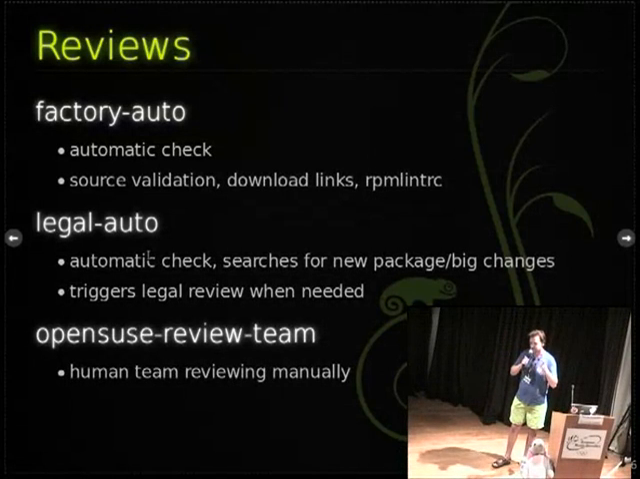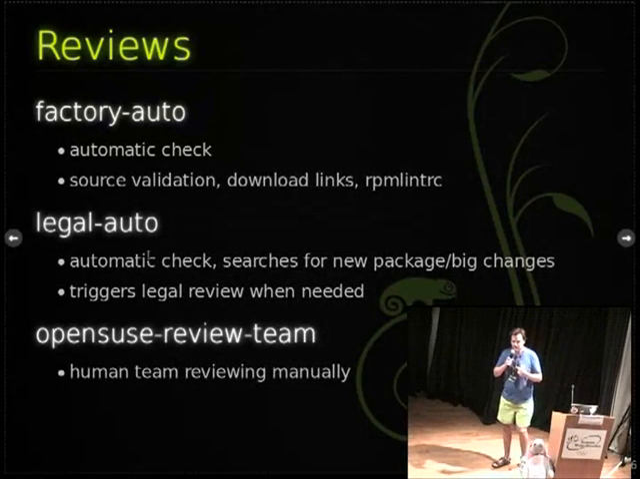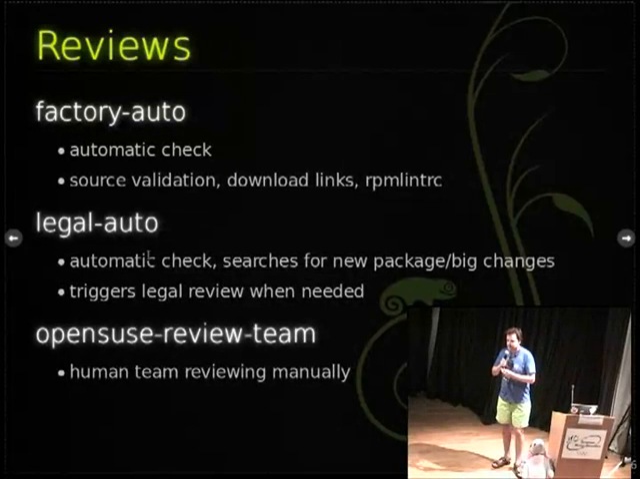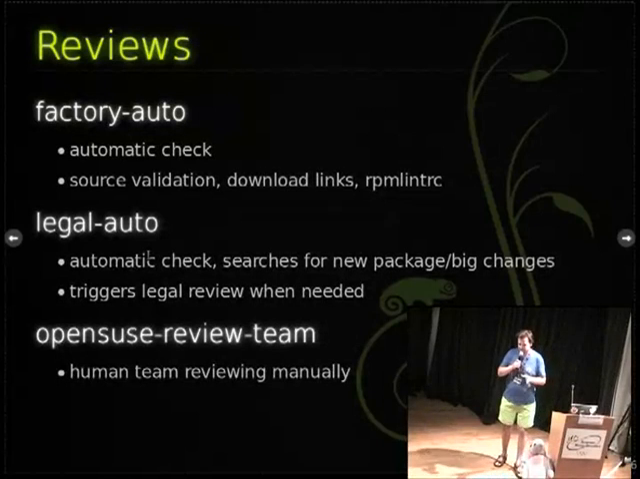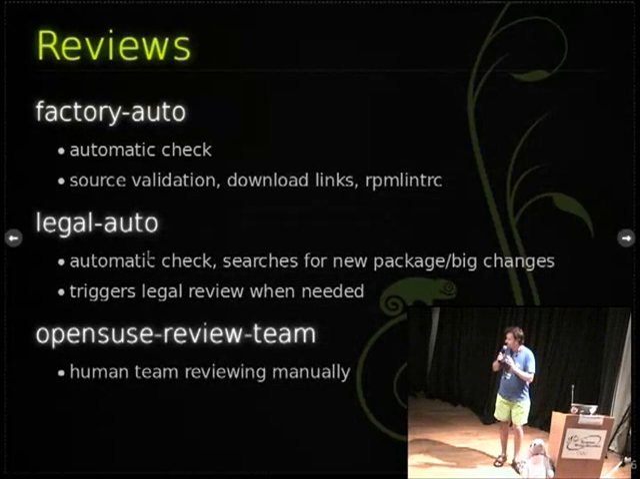Legal auto checks whether there is something in a package that might need a legal review. If it needs, it will trigger the legal team that will review it manually. Sometimes a package embeds other libraries and licenses change a little bit. Somebody makes typos in licenses and stuff like that. Our lawyers have to take care of that.